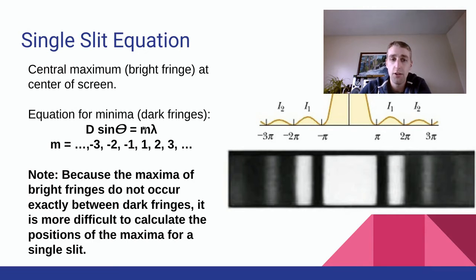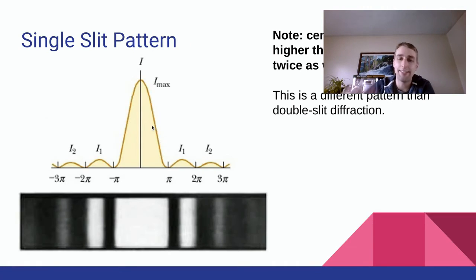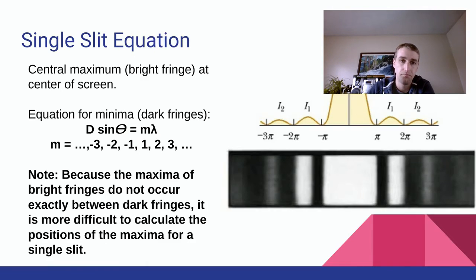So when we use this equation for double slit in the last set of notes, d sine theta equals m lambda told us where the bright spots were. Now, when we use the same equation for a single slit, it tells us where the dark spots are. So before, the whole number times lambda gave us bright, but now it gives us dark.